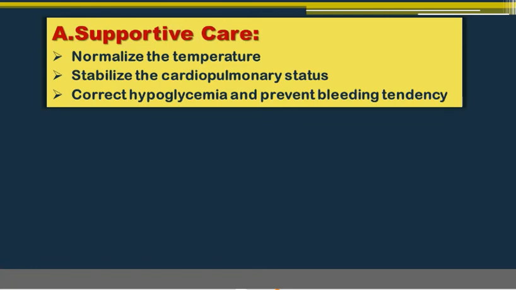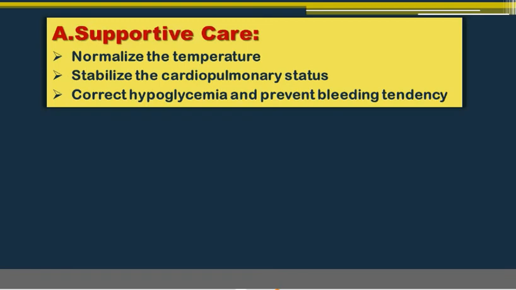Supportive care makes the difference, not the antibiotic. The antibiotic needs time to act, and we need time to see the response to antibiotics. But what makes the change, what saves the life, is the supportive care. What is the supportive care?